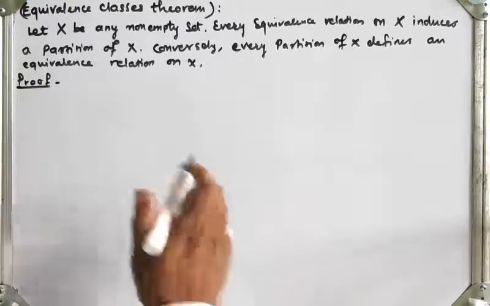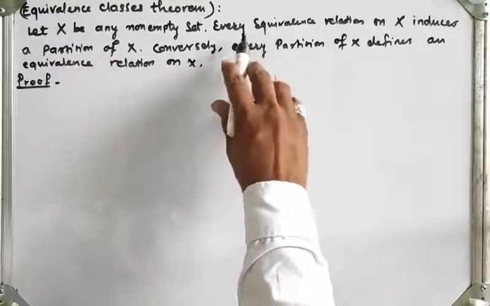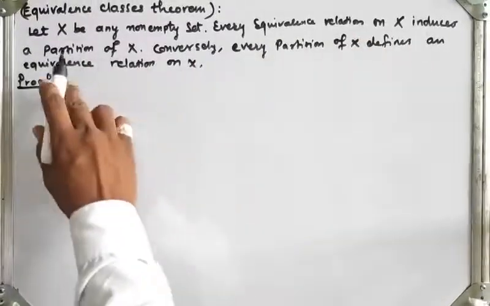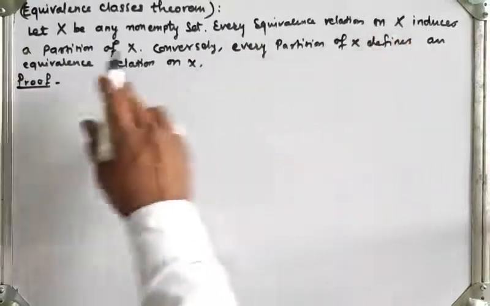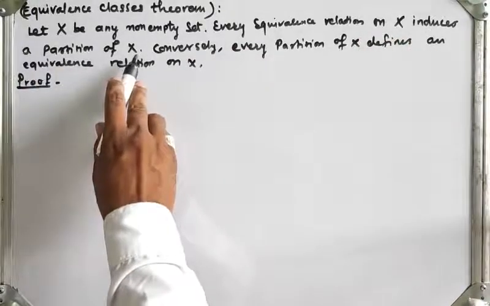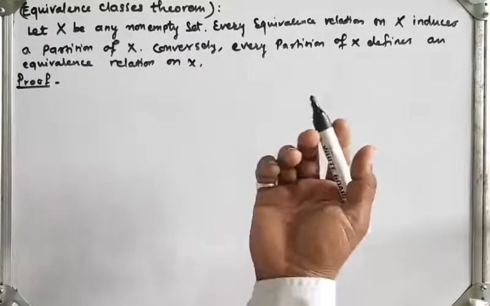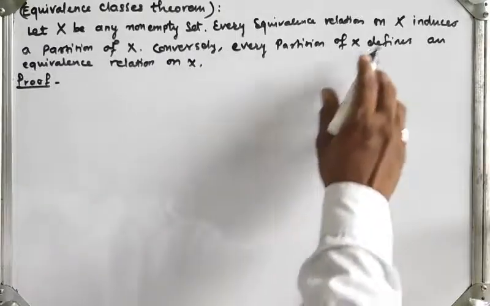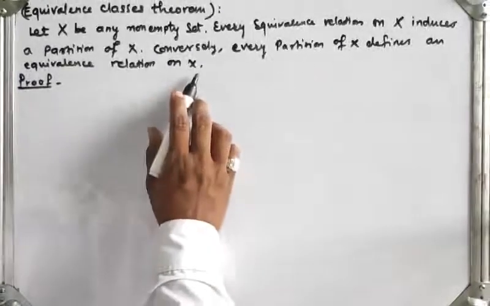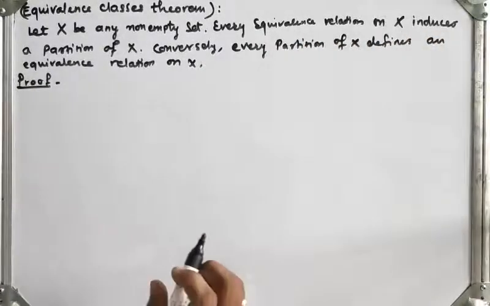So first, there are two parts. The if part: X is any non-empty set, so every equivalence relation on X induces a partition of X. From this condition, from the given, every equivalence relation on X induces a partition of X, first we have to prove this. Now in the second part, the converse part, every partition of X defines an equivalence relation on X, then we have to prove every equivalence relation on X induces a partition of set X.